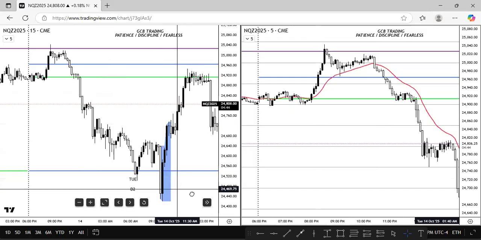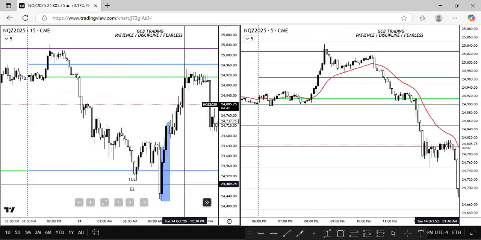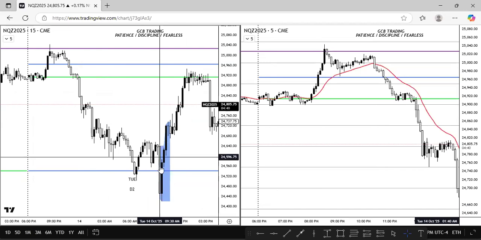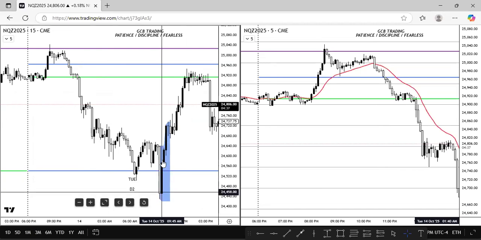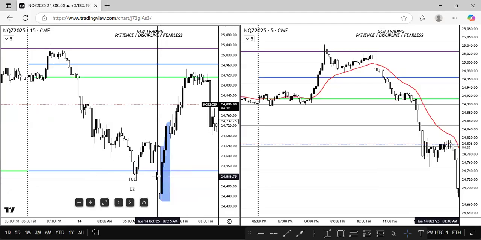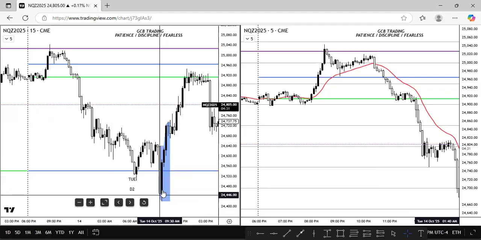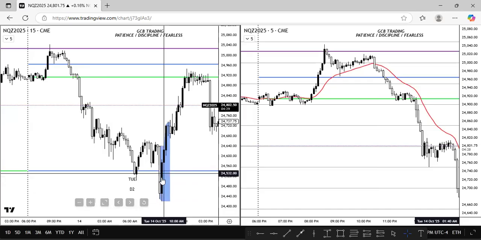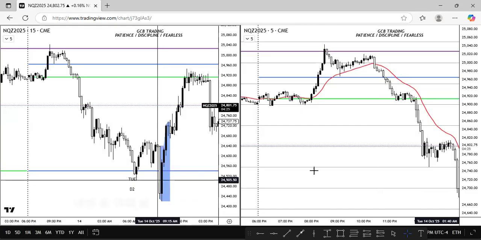Well, I don't do anything until after 9:30. All right. So as you guys can see, 9:30 opens up. Stop hunt. This is a stop hunt candle, breaking back through our previous day's low. At 9:45, the market immediately reverses back to the upside, giving us our trap and shift.